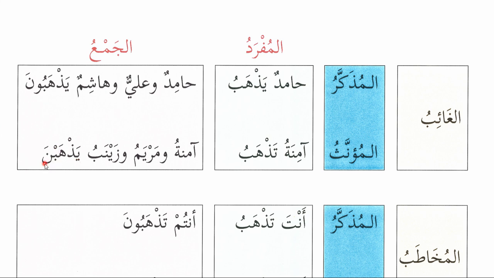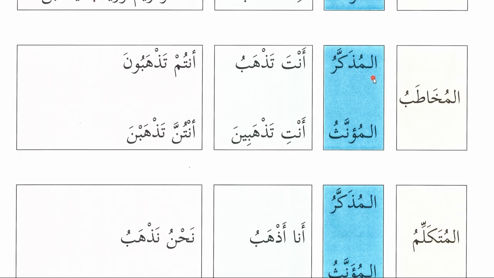Ba with sukun, nunun niswa. That's how you know. Ba with sukun, nunun niswa. Let's see the mukhatib. In the mukhatib, we have mudhakkar, muannas, single, male and female, plural, male and female. Anta tadhhabna. Antum tadhhabuna. So it's very easy.